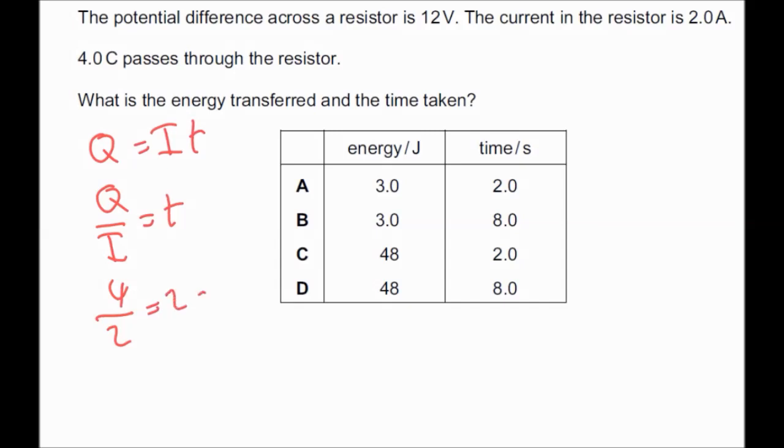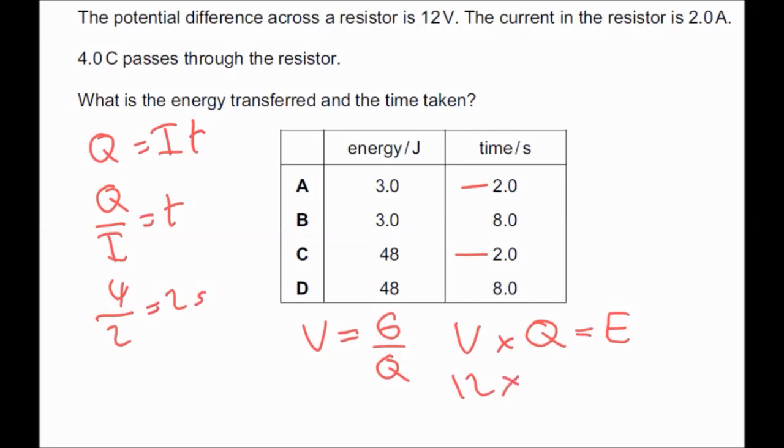And then finally, what's the energy transferred? Well, voltage is equal to energy divided by the charge. So the voltage times by the charge is equal to the energy. So we've got 12 multiplied by the charge, which is 4, which is going to be 48 joules, so therefore the answer is C.